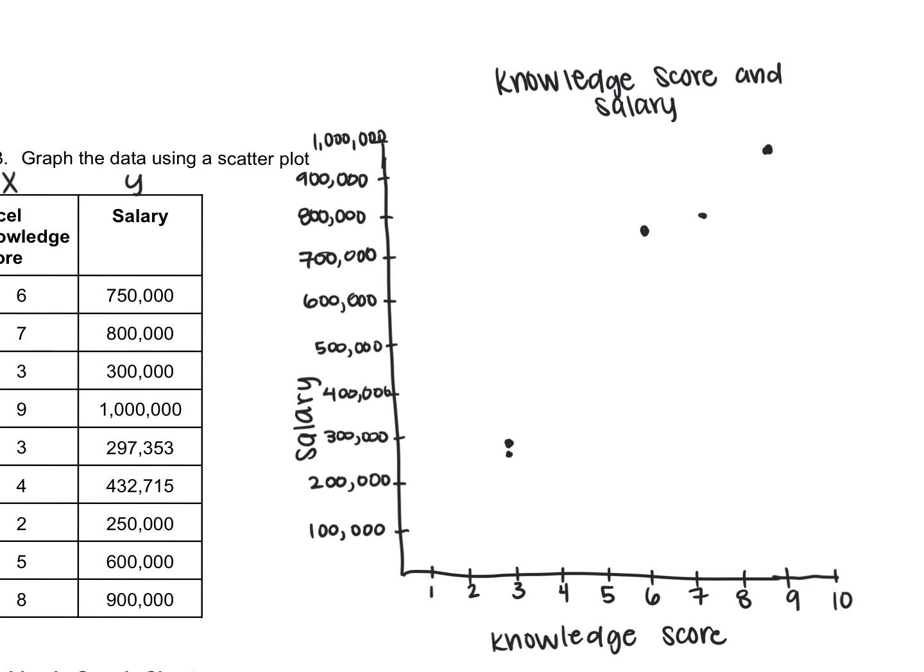Then 432,000, so just slightly above where 400,000 is. 250,000, 5 with 600,000, and lastly 8 with 900,000. And so I have a scatter plot.